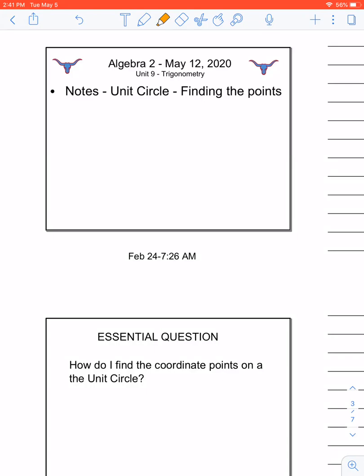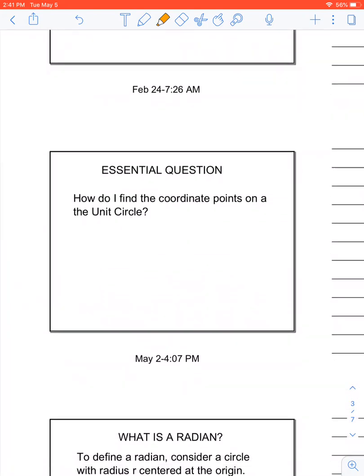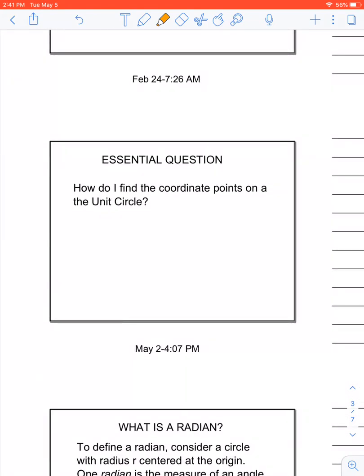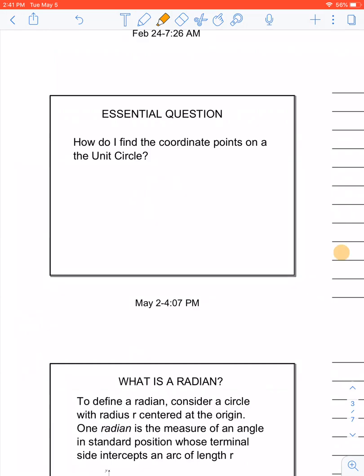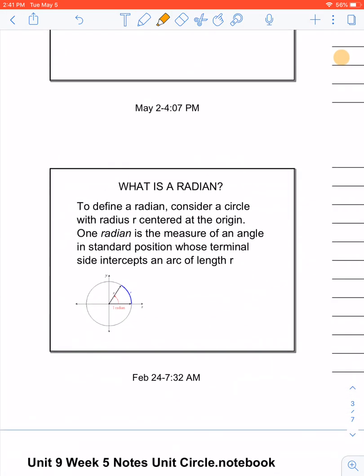So if you've been Googling unit circles filled out, you also saw these coordinates on it. So how do I find the coordinate point on the unit circle? You're also going to have these memorized, but I have some tricks here to help you with these. So quickly, some people have been asking me what is a radian measurement, so let's quickly talk about that.